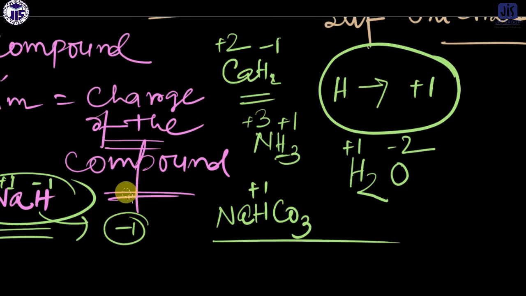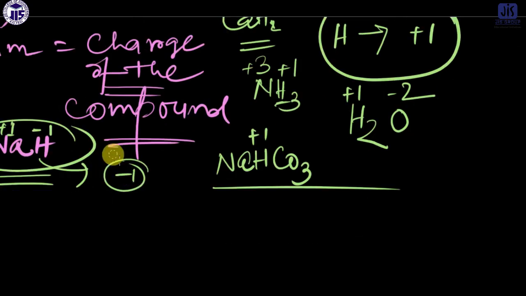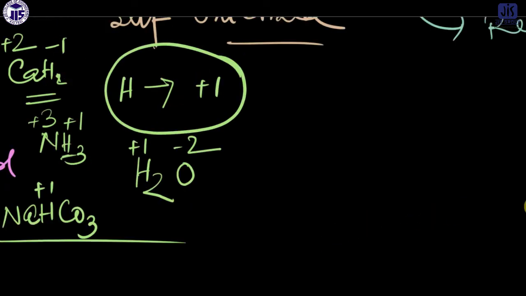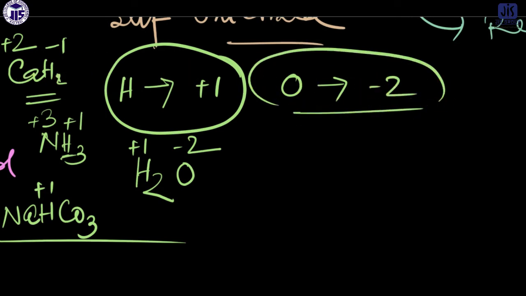So in this way we can determine the oxidation number for hydrogen also. The general oxidation number of oxygen in its compounds is, you have to keep in mind, -2. For oxygen it will be -2. This is very important, you have to keep in mind.